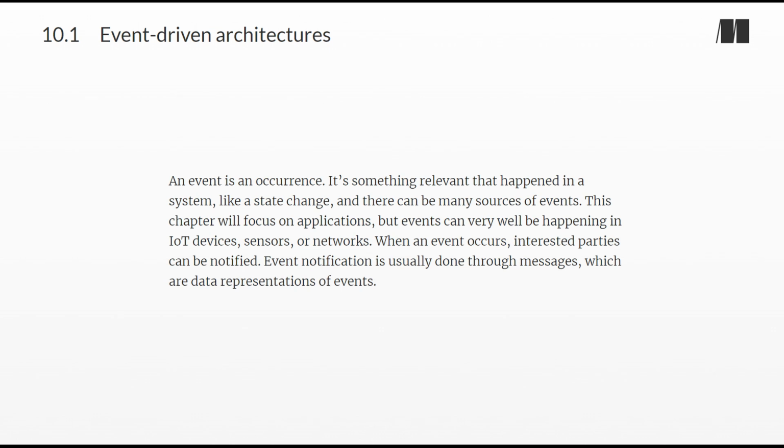An event is an occurrence. It's something relevant that happened in a system, like a state change, and there can be many sources of events. This chapter will focus on applications, but events can very well be happening in IoT devices, sensors, or networks. When an event occurs, interested parties can be notified. Event notification is usually done through messages, which are data representations of events.